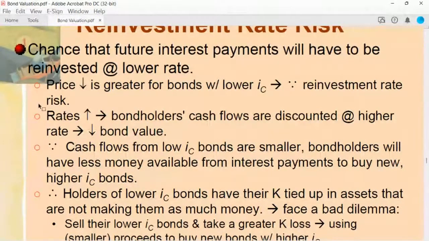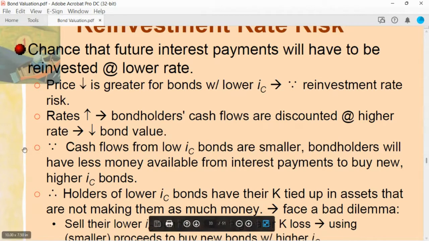The price drop in the bond is greater with bonds that have a lower coupon rate. We already talked about that. When the coupon rate is lower and interest rate goes up, the adverse impact to the bond price is greater. This doesn't explain the reinvestment rate risk, but I put it there. Maybe it's at the introduction.